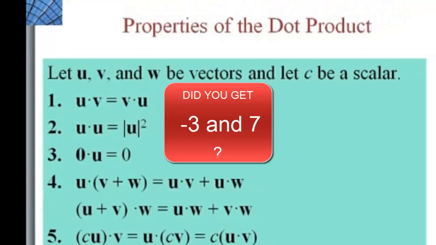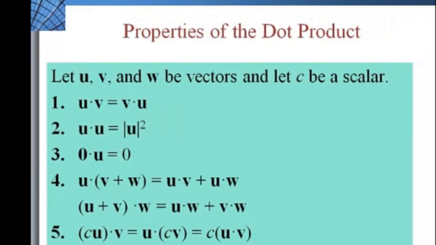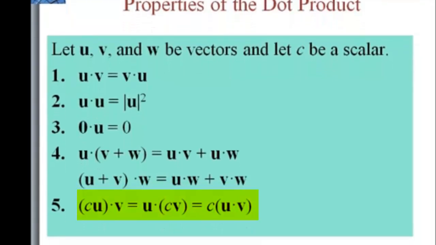Properties of dot products. If u, v, and w are vectors and c is a scalar, the dot product of u and v is the same as the dot product of v and u. The dot product of u and u is the same as the magnitude of u squared. The dot product of 0 and u is 0. Number 4 tells us that the distributive property works, and number 5 tells us that the associative property with vectors and scalars also works.